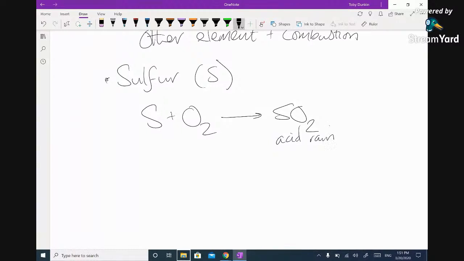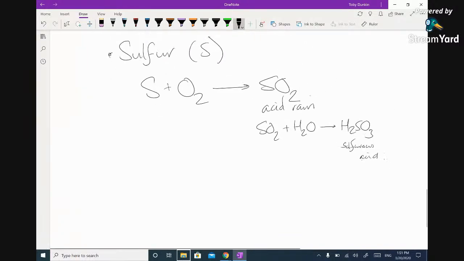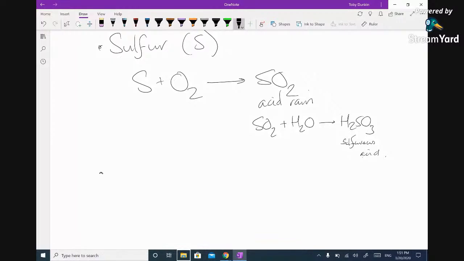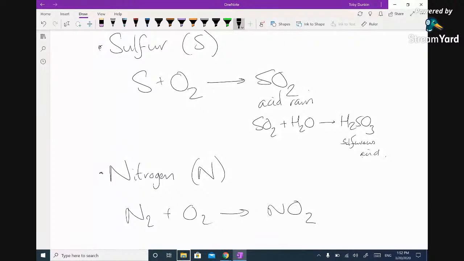It causes acid rain because the SO2 reacts with water to produce H2SO3, sulfurous acid. Weak acid, much less dangerous than sulfuric. If you see nitrogen, you're probably going to get N2 plus O2. You're going to form NO2. Balance the equation. There we go.